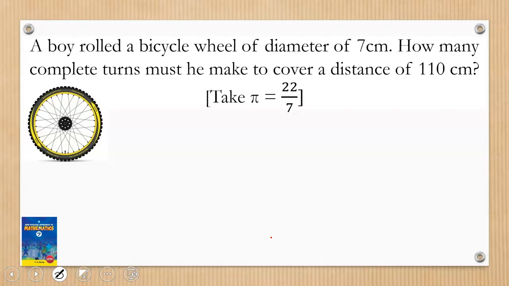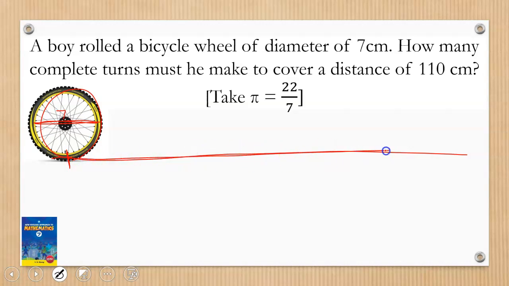Let's take another example. A boy rode a bicycle wheel of diameter 7 centimeters. How many complete turns must he make to cover a distance of 110 centimeters? Now, let's assume that this is our tire that the boy was rolling and the diameter has been given as 7. The boy rode the tire on the ground, and it makes sense because when it's rolling, let's say it starts from here, it will roll and come back, roll and come back until it covers a particular distance.